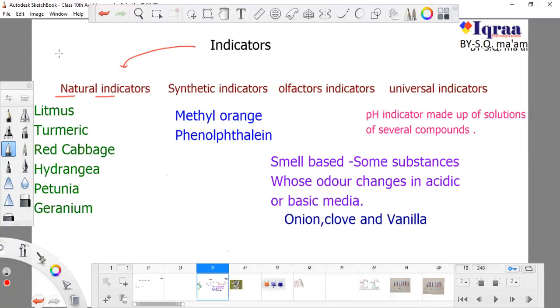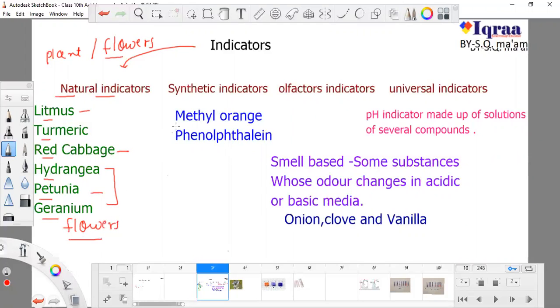They are naturally occurring in nature. We can obtain them from plants and from flowers. These naturally occurring indicators are not man-made. Examples are litmus, turmeric, red cabbage, hydrangea, petunia, and geranium. We can obtain them from roots, leaves. Litmus is, you can say, like leaves, but not exactly; I will tell you in detail. Turmeric is a root, red cabbage is a leaf, and hydrangea, petunia, and geranium are flowers.